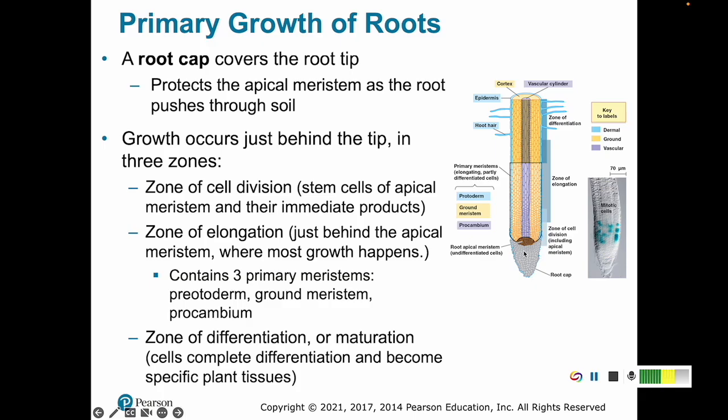There will be 3 zones where there will be cell division. The zone of cell division is where the stem cells of the apical meristem and their immediate products are growing. Then the zone of elongation, just behind the apical meristem, where the cells are actually growing in size. And this will have 3 primary meristems, the protoderm, the ground meristem, and the procambium. And then the zone of differentiation, where the cells are maturing and completely differentiating into their specific plant tissues.